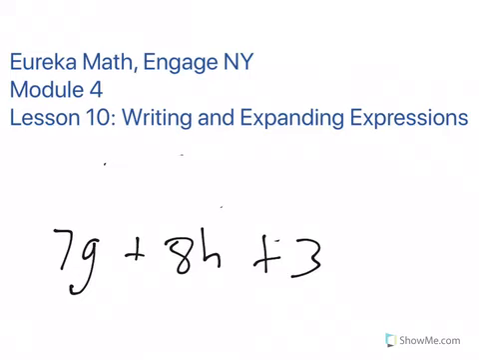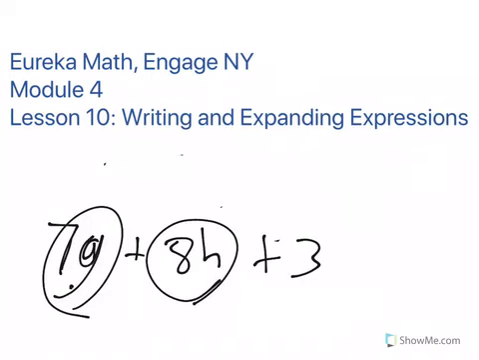This is an example of some terms. A term is part of an expression that can be added to or subtracted from the rest of the expression. So, in this expression, 7g is a term, 8h is a term, and 3 is also a term.